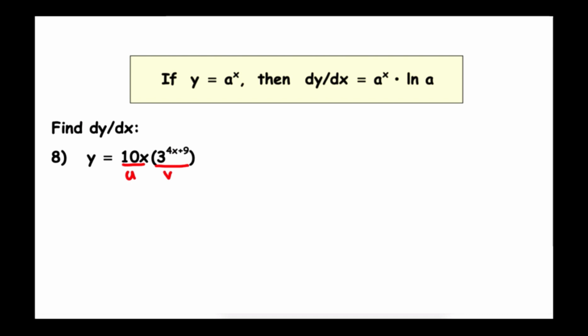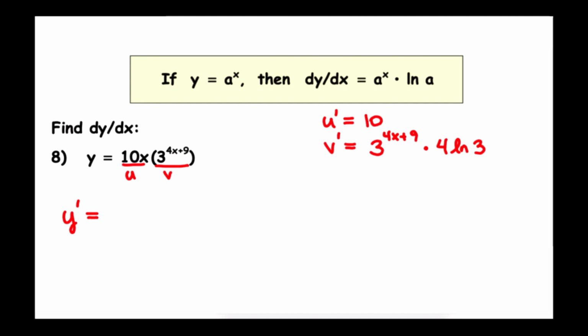I'm going to go ahead and write the u prime and v prime off to the side, just to be safe, since things are getting a little hectic. U prime is easy. U prime is just 10. V prime is not too terrible, I suppose. It's 3 to the 4x plus 9 power, just itself, times natural log of 3, also times a chain rule of 4, so I'm going to call that 4 ln 3. All right, now I'm ready.